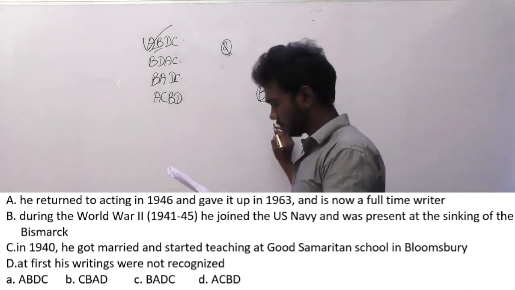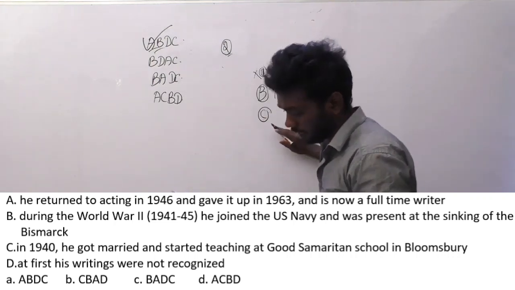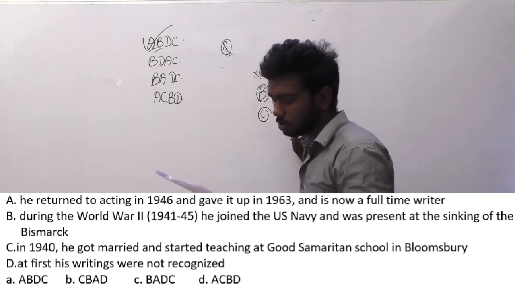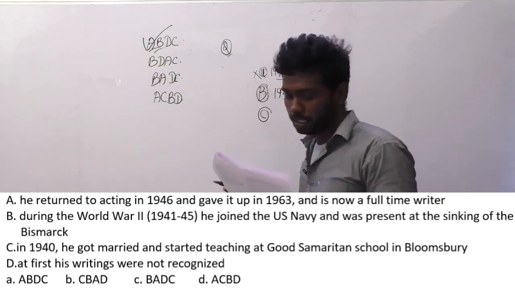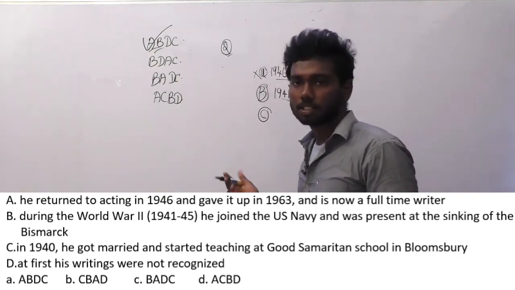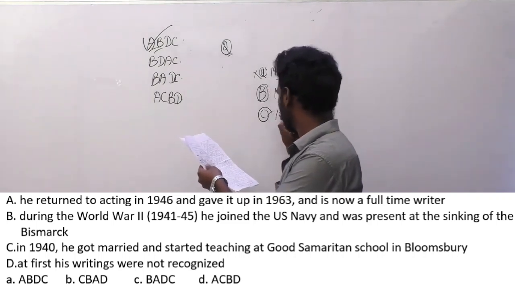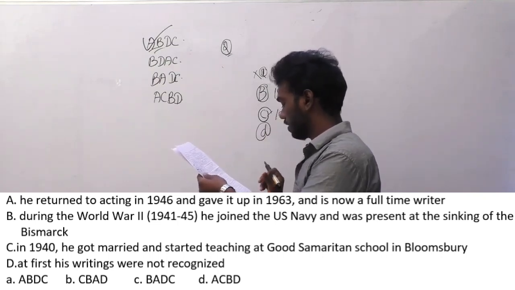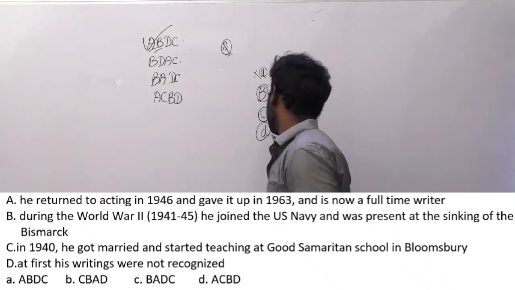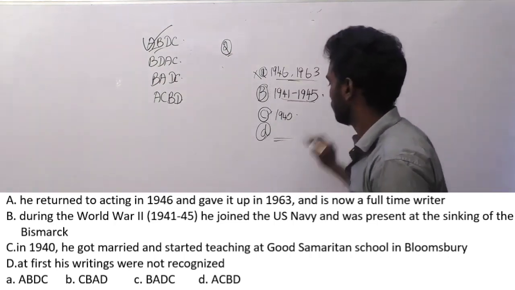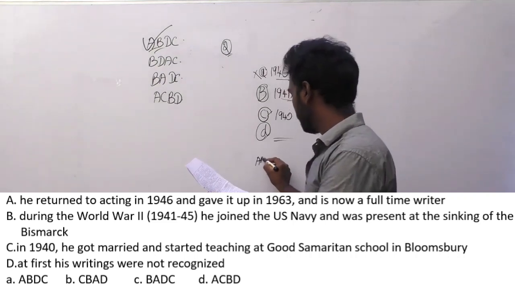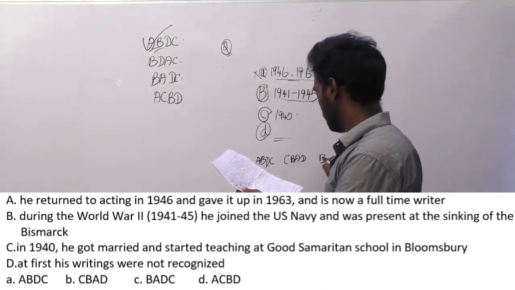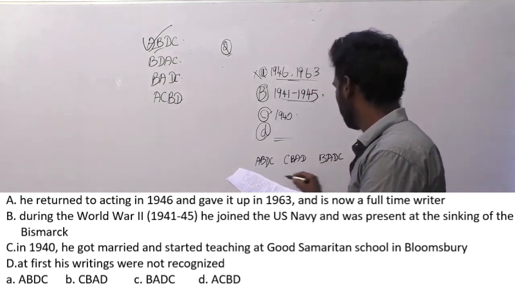The third clue is in the third sentence. In 1940, he got married and started teaching at Good Samaritan School in Bloomsbury. Bloomsbury is a place and Samaritan is a school. So the year of this one is 1940, and option D is at first his writings were not recognized. So no year is given for this one. The options are option A, ABDC, option B, CBAD, option C, BADC, option D, ACBD.